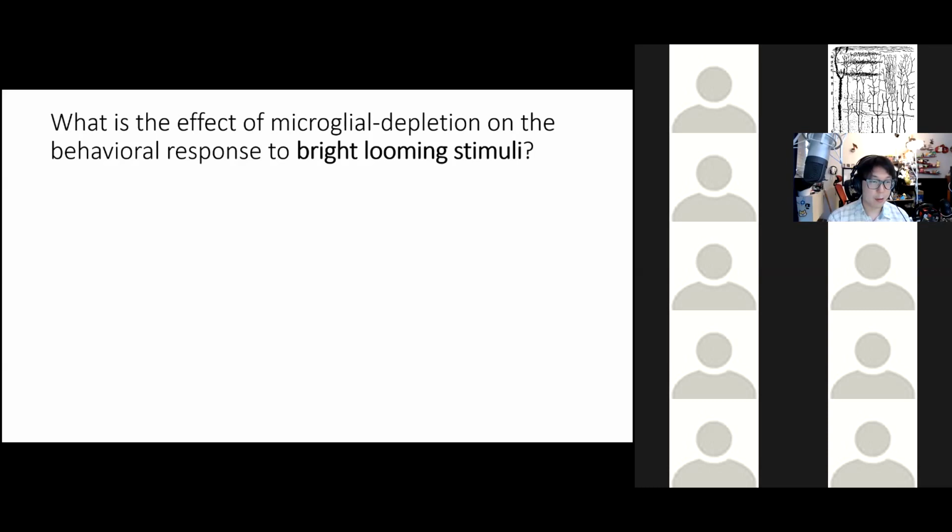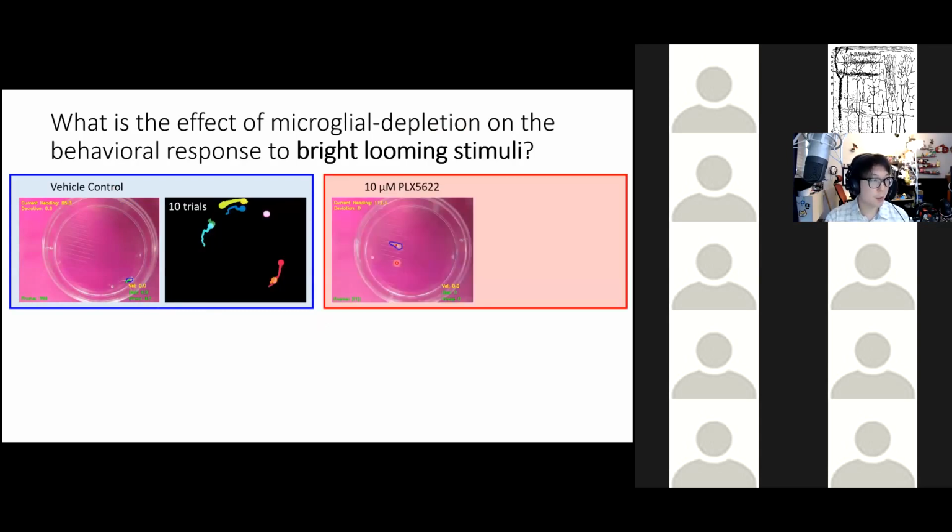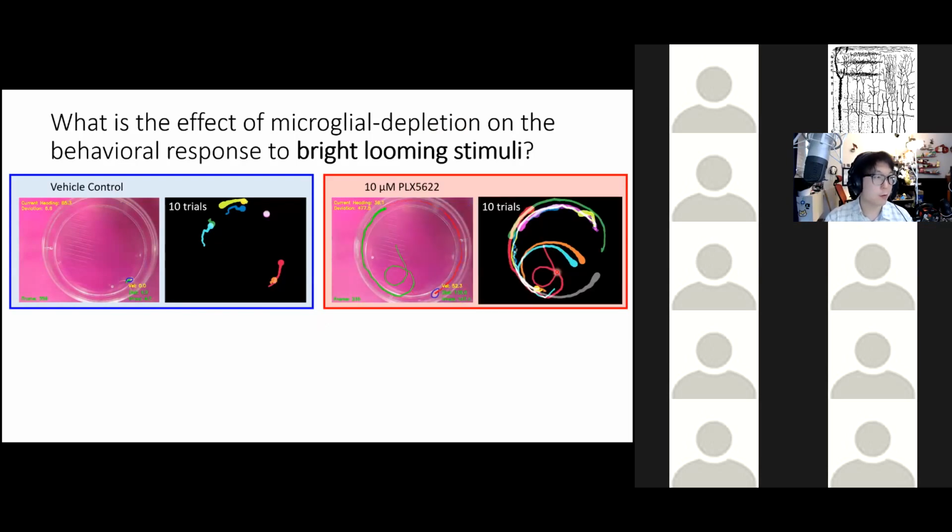So now we'll talk about the response to bright looming stimuli. So here's an example response to bright looming stimuli. You can see that the tadpole didn't really respond. This is a vehicle control treated tadpole. Whereas microglial depleted tadpoles produce a robust escape response to the bright looming stimuli.